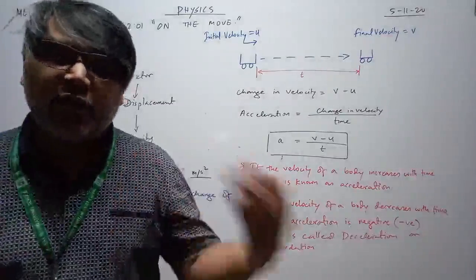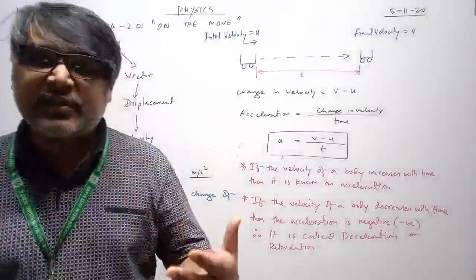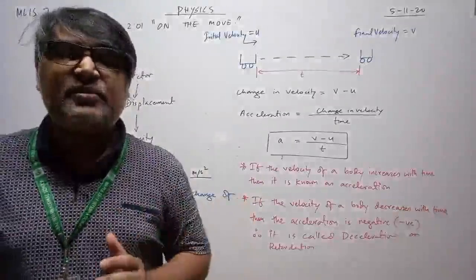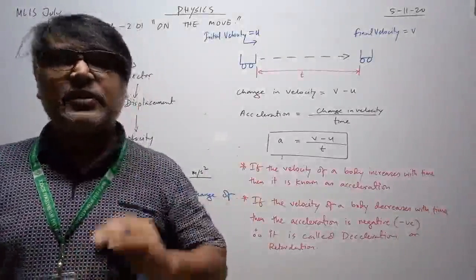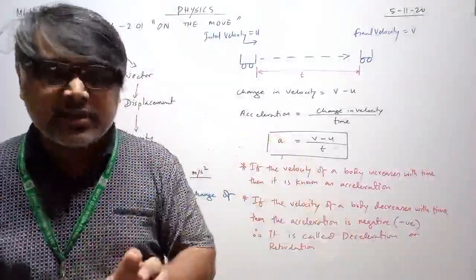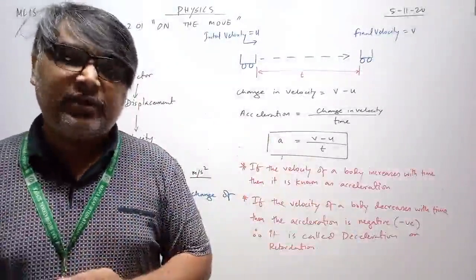If a trolley is moving and its velocity is constant, then we say it's traveling at a uniform velocity. If the velocity changes, if the velocity increases, if the velocity decreases, then there is an acceleration.